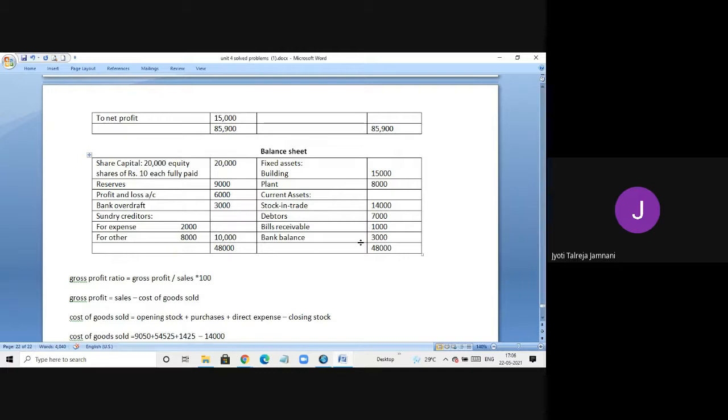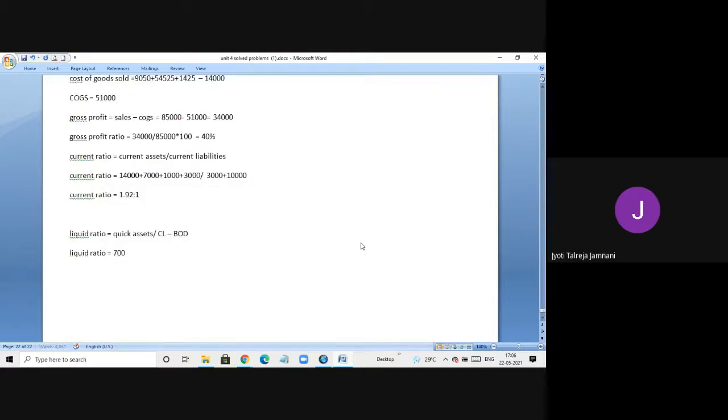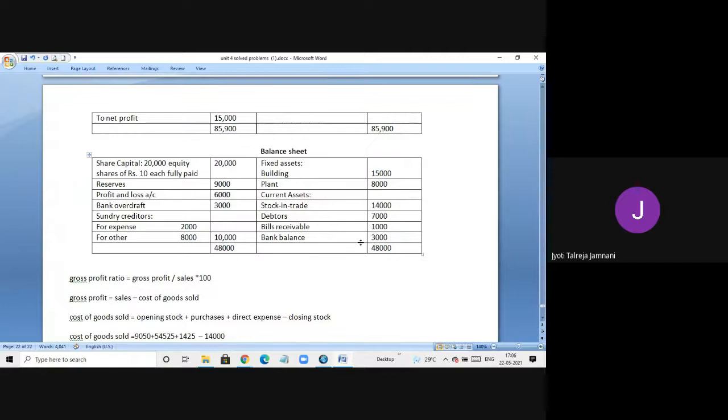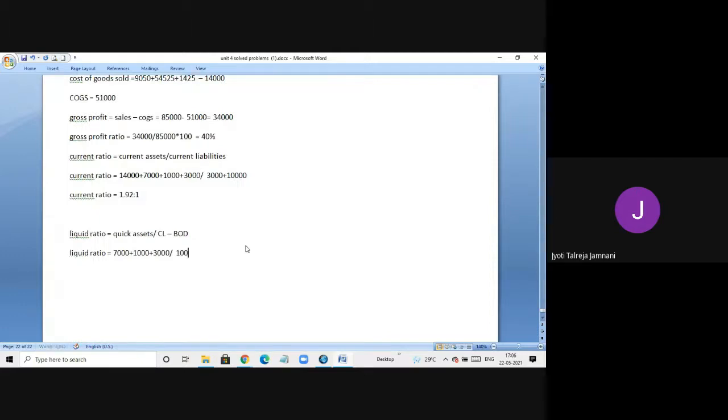So 7 plus 1 plus 3, 7,000, divided by current liabilities minus bank overdraft. So we'll not take bank overdraft itself. We'll take only the creditors, that is 10,000. Or else you take 13,000 minus 3,000, which is again 10,000. So liquid ratio is equal to 1.11.